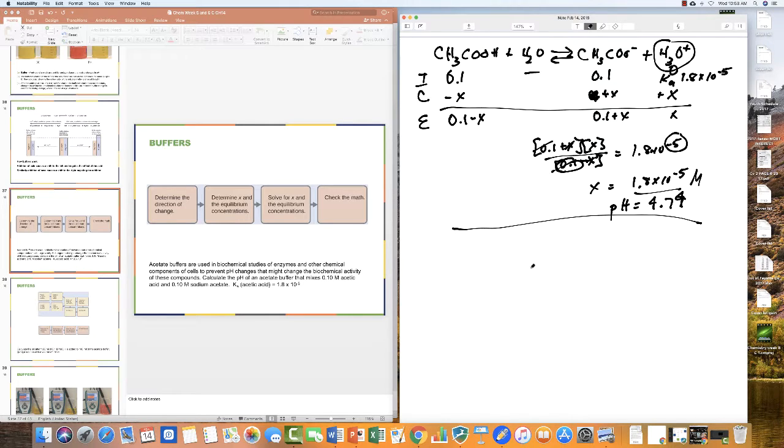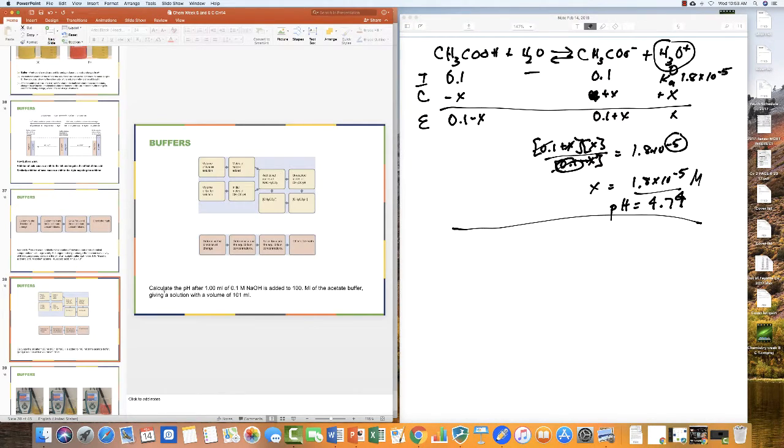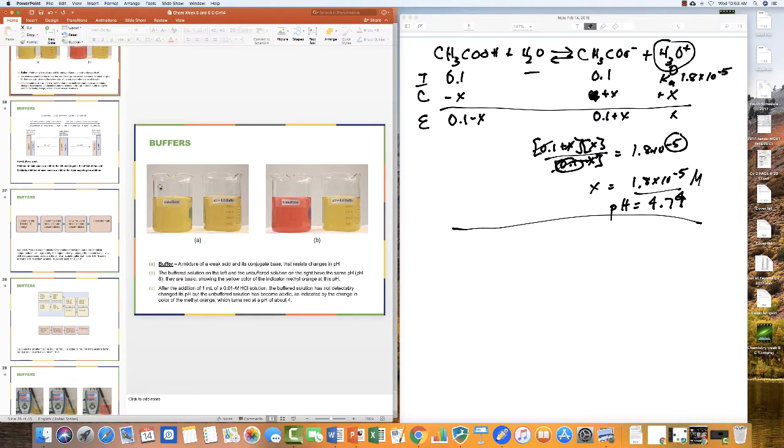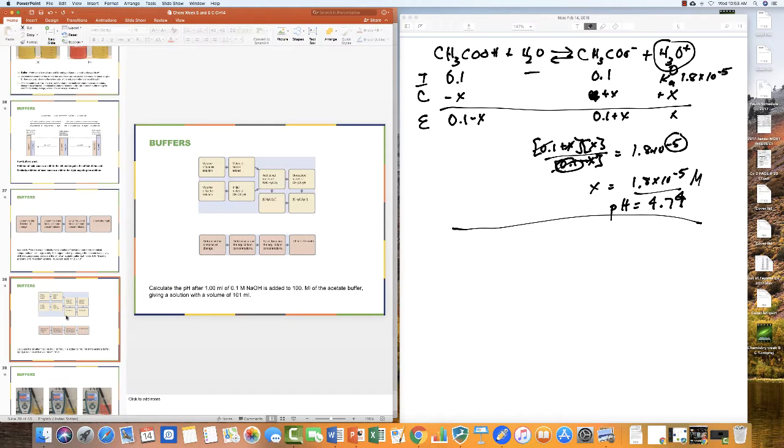Now, the next problem here, and I'm not going to blow this up, is to take this same buffer system and add 1 milliliter. You've got 100 milliliters of this buffer system that has this pH, and we're going to add 1 milliliter of 0.1 molar sodium hydroxide. So how does that affect the pH? Now remember, back here in this example, we only added 1 milliliter of 0.01 and we changed the pH from 8 to 4 in an unbuffered solution. So if we add 1 milliliter of base to this, what effect is it going to have on this? So how do you go about doing this?